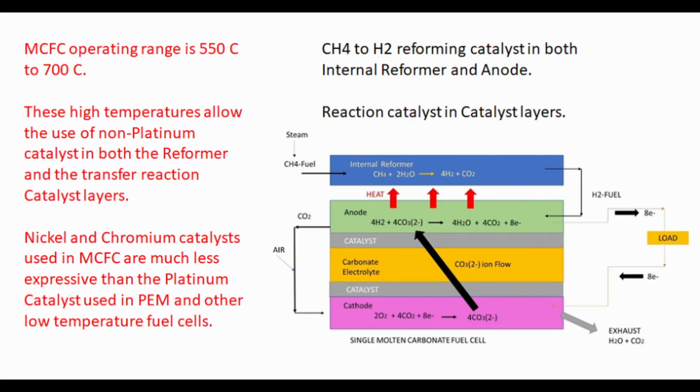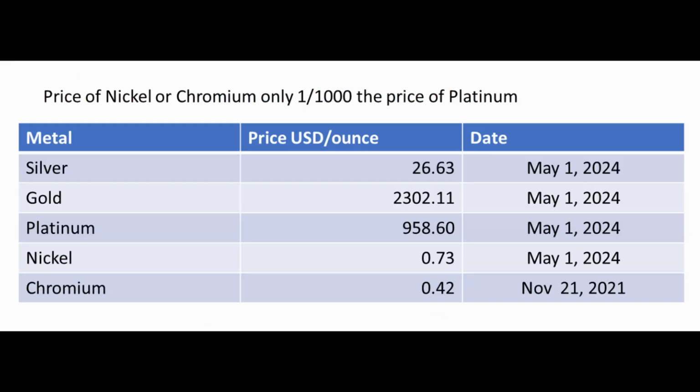The high temperature of MCFCs allows the use of non-platinum catalysts. MCFCs have both reforming catalysts and transfer reaction catalysts. Nickel and chromium can be used as catalysts in both reformers and in the transfer layers. Nickel and chromium are far less expensive than the platinum catalyst used in low-temperature fuel cells such as PEM fuel cells.